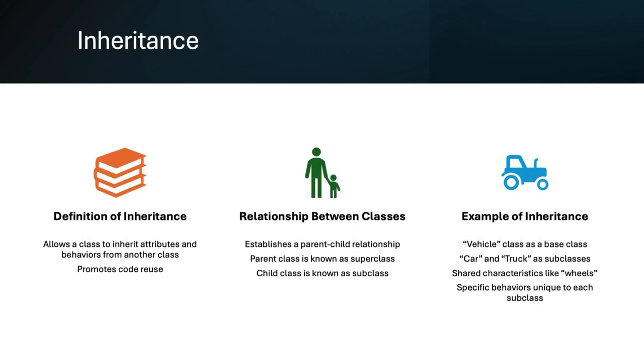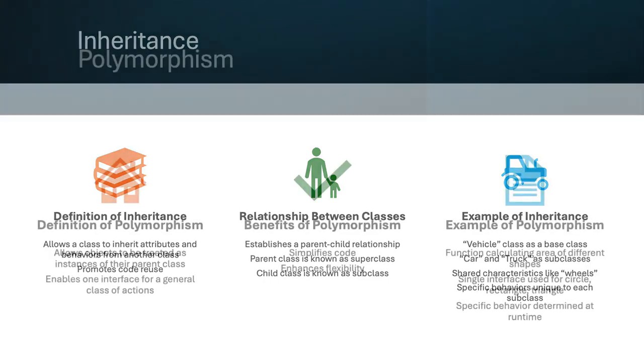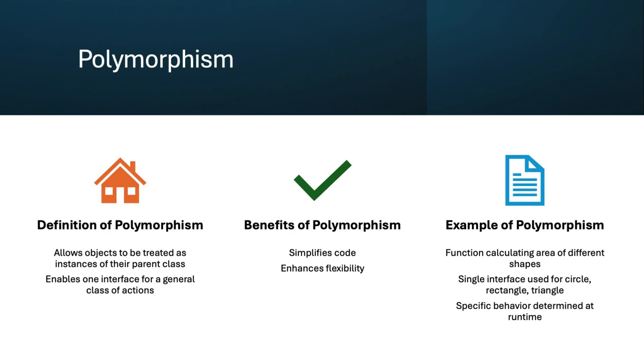Inheritance allows a subclass to inherit attributes and behaviors from a superclass, promoting code reuse. It establishes a parent-child relationship between classes. For example, a vehicle class can be a base class for car and truck, sharing characteristics like wheels and adding specific behaviors. Polymorphism allows objects to be treated as instances of their parent class, simplifying code and enhancing flexibility.